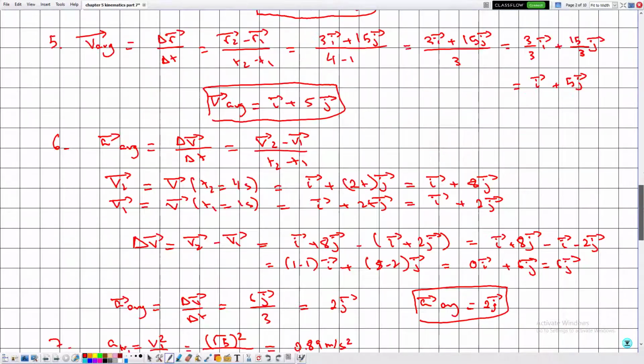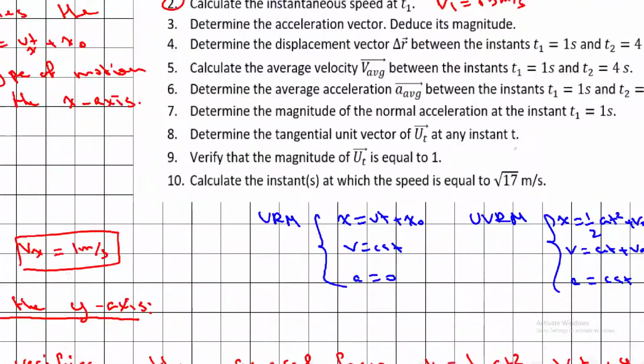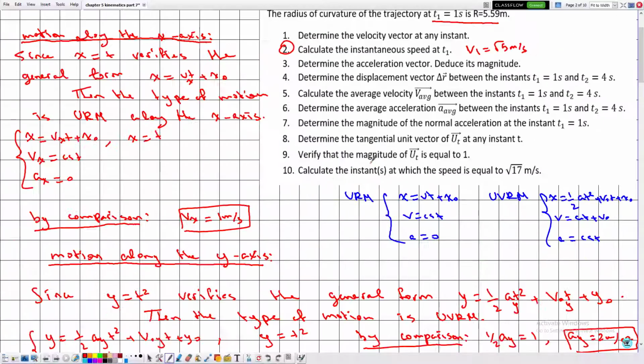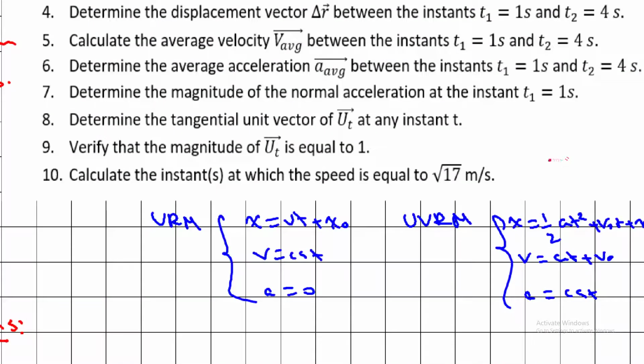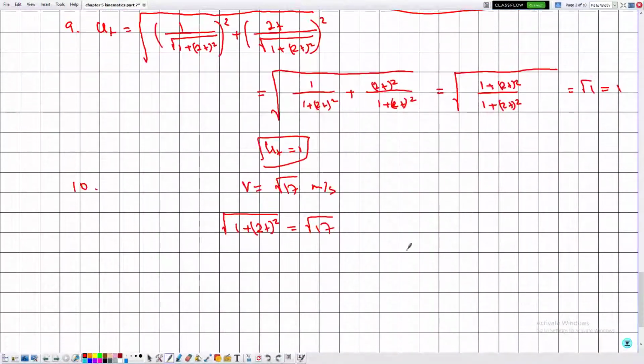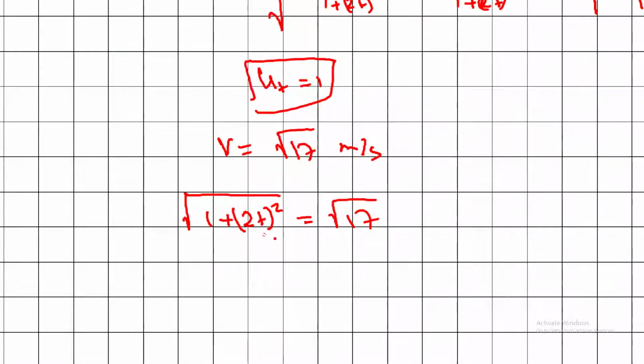So recall that in the question they are asking us to calculate the instant at which the speed is equal to square root of 17. So we need to calculate time. In order to calculate time, we require that time must appear in an equation, and we need to solve this equation. This equation is given by equating the speed to square root of 17. Now equating the speed to square root of 17, we notice that we have an equation that includes time. What's the type of this equation? This is a quadratic equation in t.